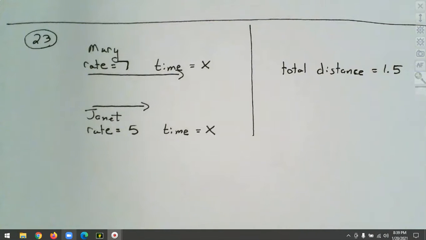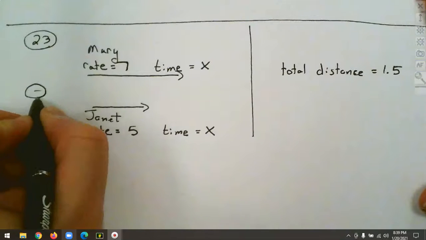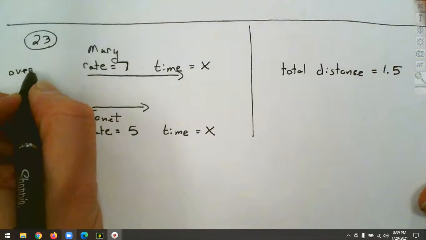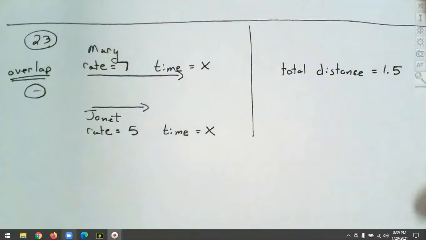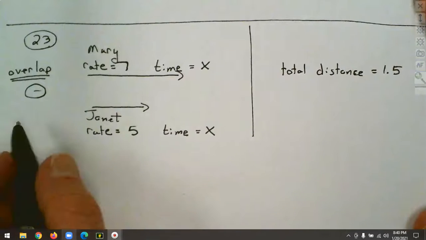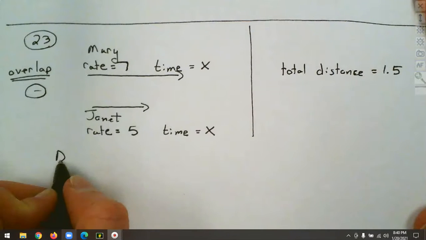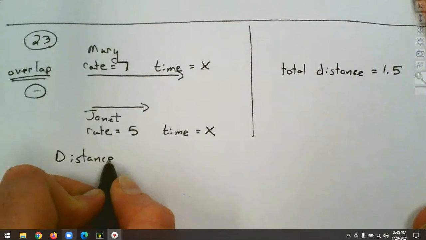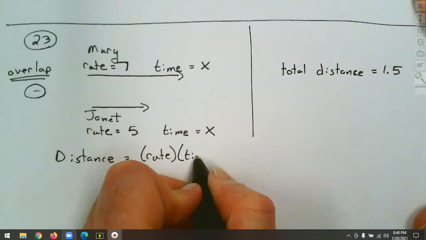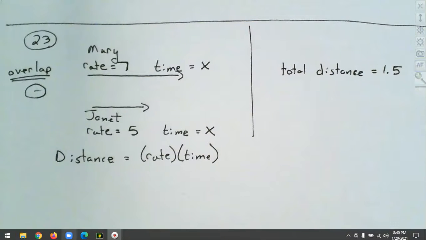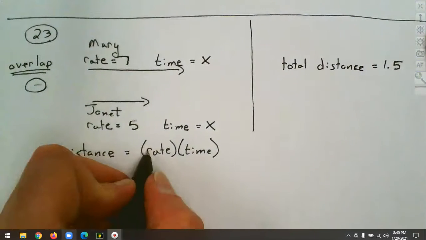This is not going to be an addition problem. Why not? Why is it going to be subtraction? It's going to be subtraction because these overlap. So whenever they overlap, they subtract from each other. And you always want to write the faster person first. So now we're going to look at our distance. And remember, our distance is the rate times the time.